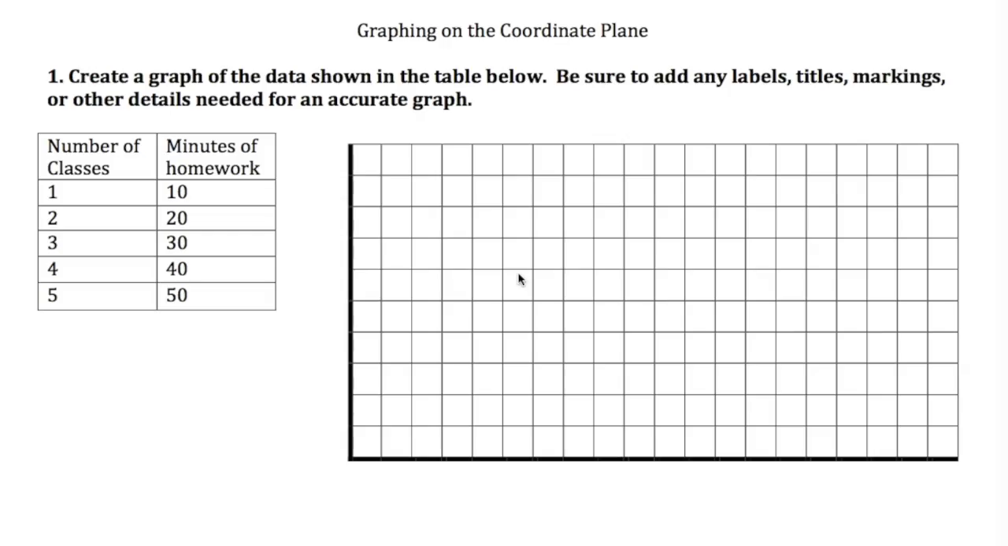Today we're going to be graphing points on the coordinate plane. Let's start by talking a little bit about the coordinate plane. You see here a bunch of grid lines and two bold lines. What we have in the bold lines are our axes. Specifically, this one over here is our x-axis. And this one that runs up and down is the y-axis.